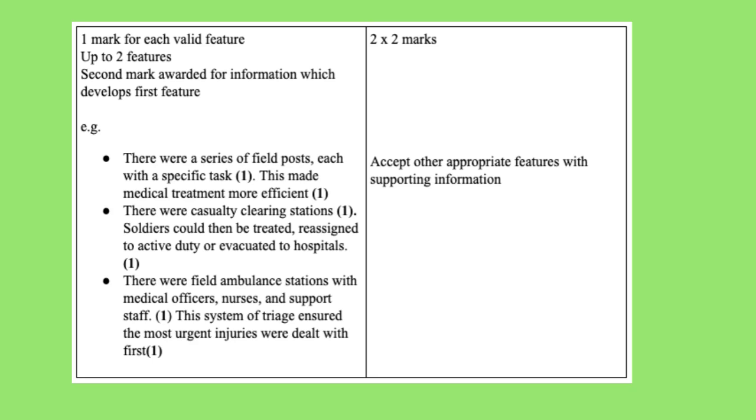To get the second mark, you need to give some supporting information, which will explain that feature in more detail or link it back to the question. So you could say, for example, that this made medical treatment more efficient. You can see here that it's nice and concise and clear. And laying it out in this way makes it much easier for the examiner to see that you've identified the feature and you've explained it, and therefore give you the marks.